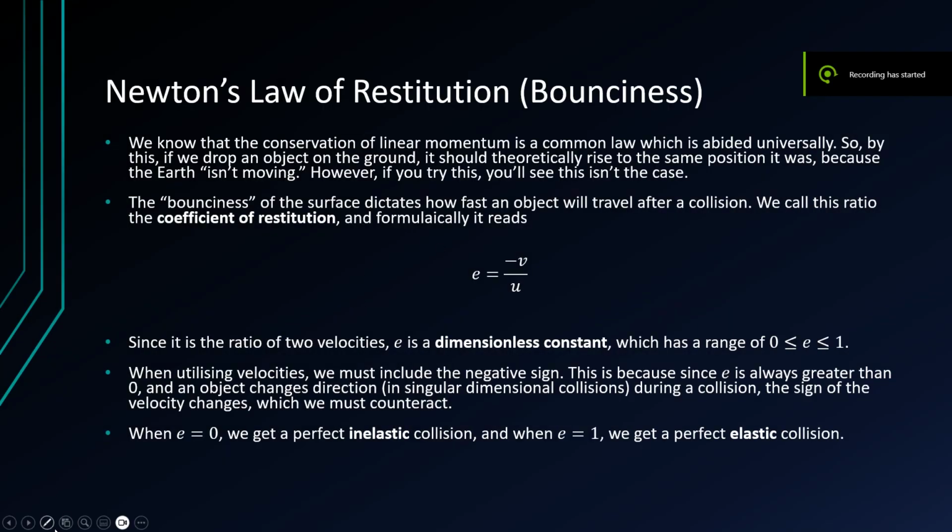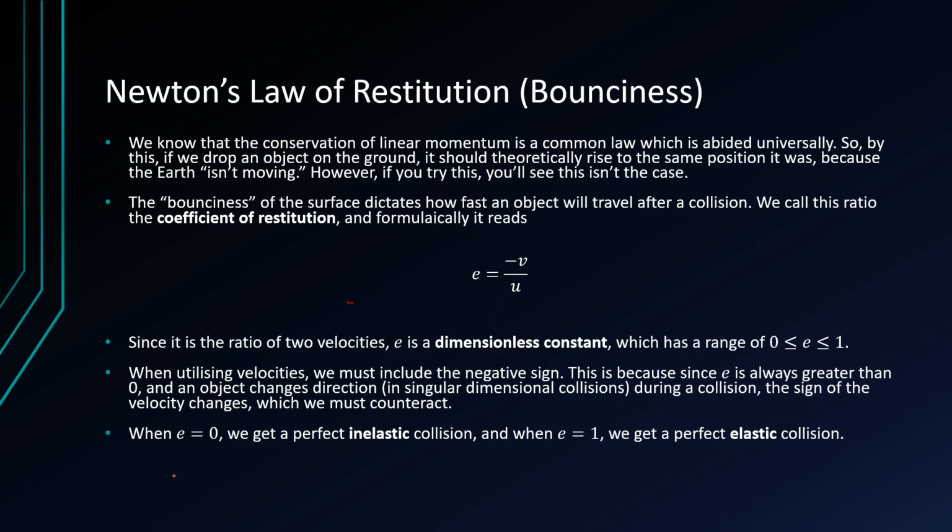So now we're going to get on to the second very important equation in collisions, and that's Newton's law of restitution, which is sometimes just called the bounciness equation. We know that the conservation of linear momentum is a common law which is abided universally. So by this, if we drop an object onto the ground, it should theoretically rise to the same position as it was because the Earth isn't moving.